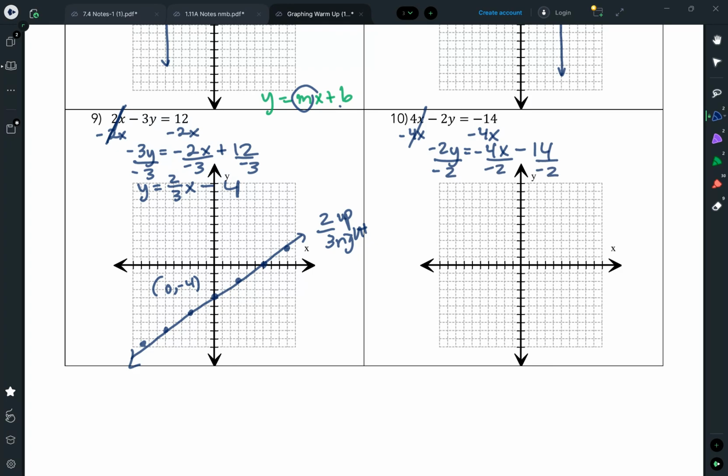So negative 2 divided by negative 2, y is now by itself. Negative 4 divided by negative 2 is a positive 2x. Negative 14 divided by negative 2 is a positive 7. So I'm going to go up here to 7, and my slope is now up 2 over 1. And I'm, again, kind of going backwards with my slope and filling in more points.